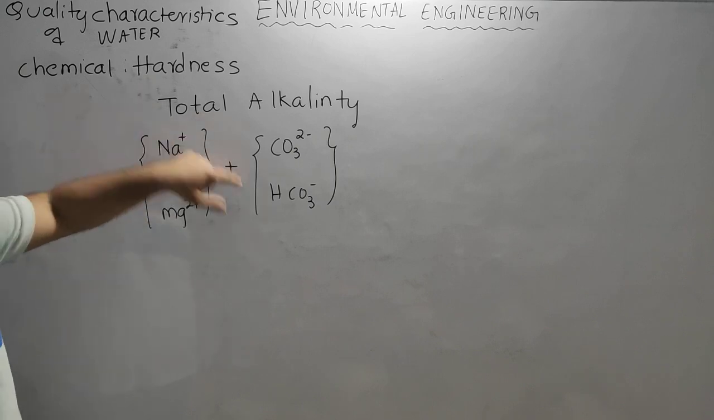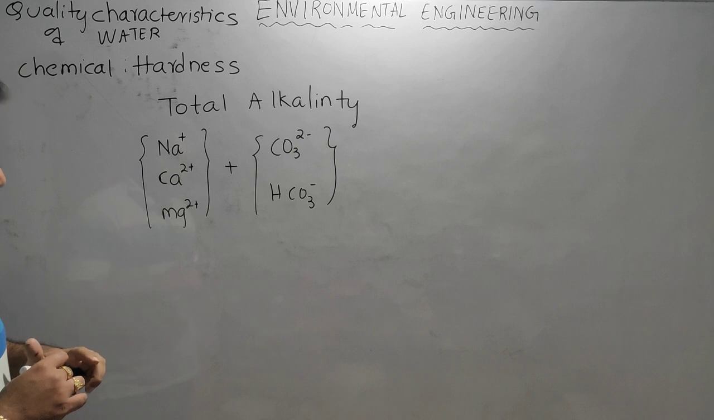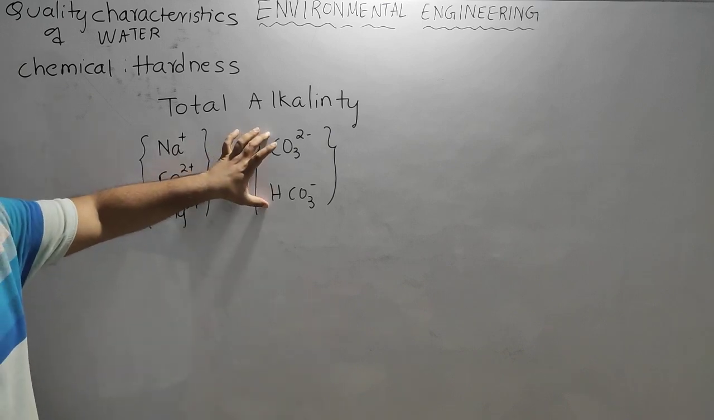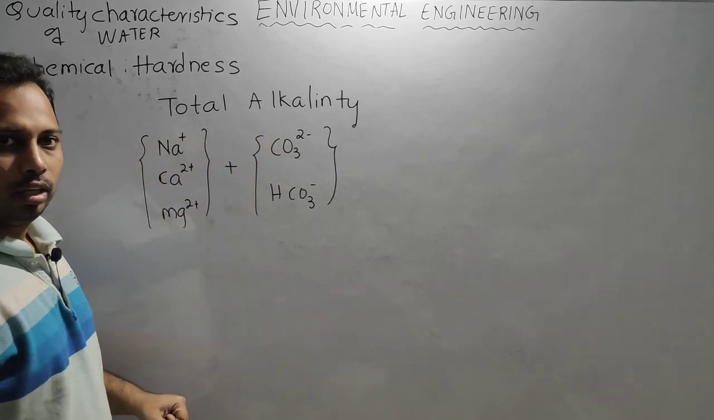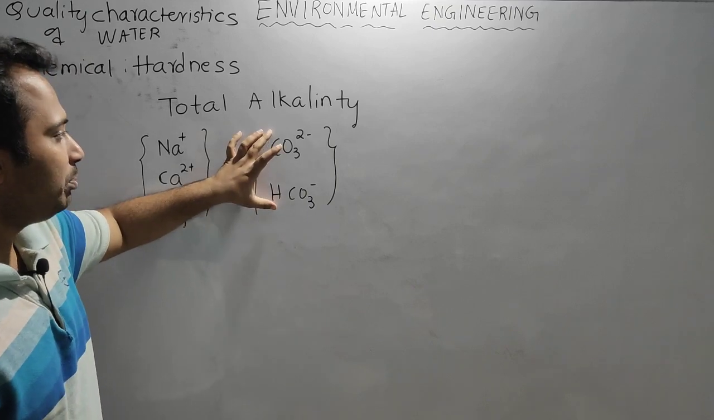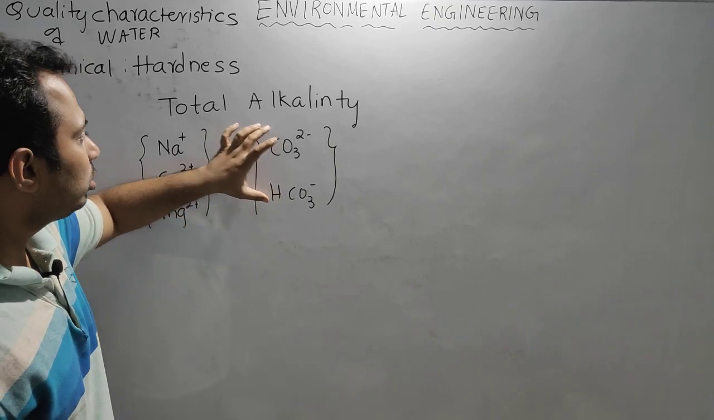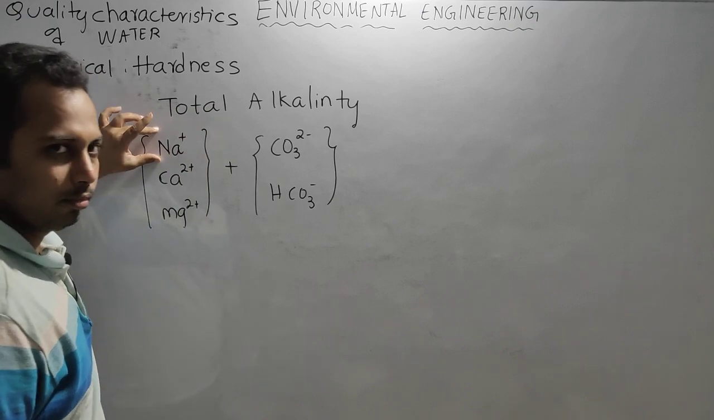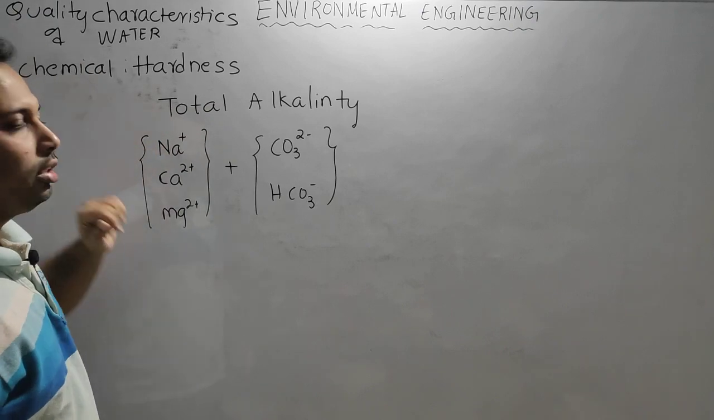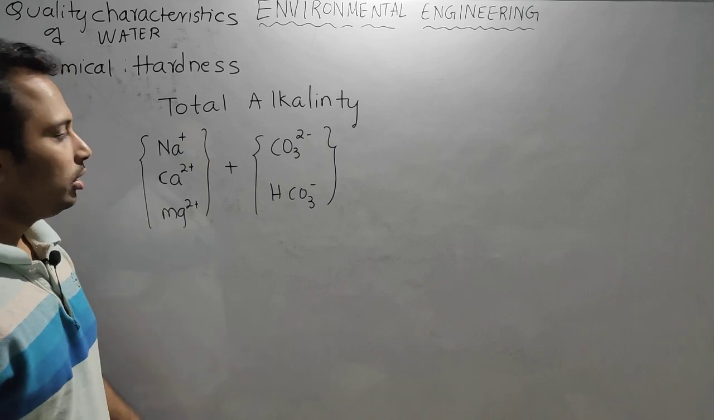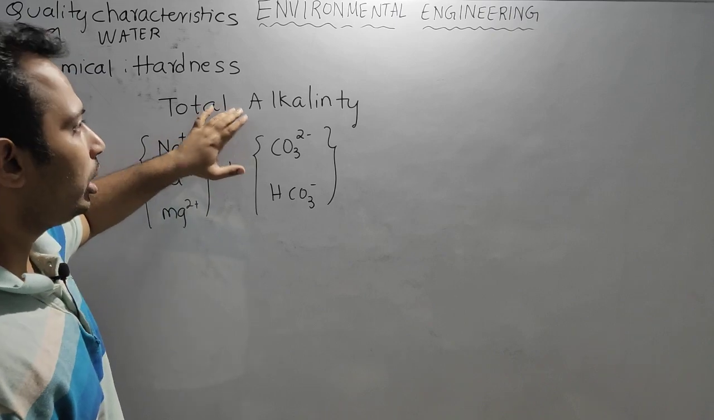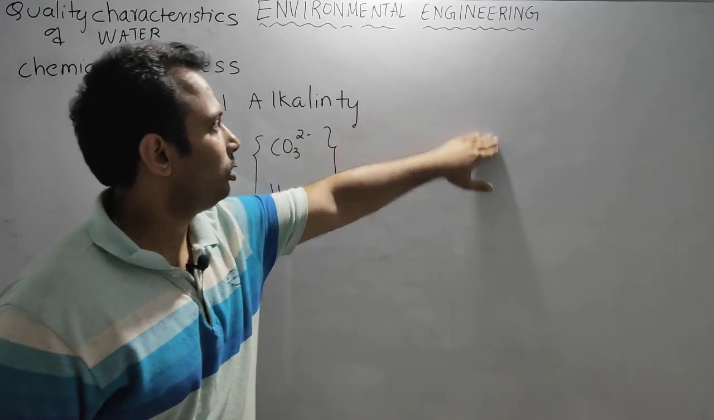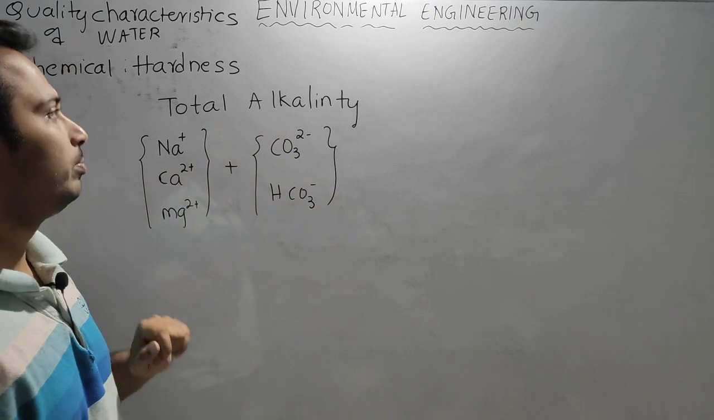Now if you find alkalinity using these two, this is not the measure of carbonate hardness, because this alkalinity also has some part of sodium. So this sodium is not causing hardness. That means if we find total alkalinity, it does not mean that this total alkalinity is equal to carbonate hardness.